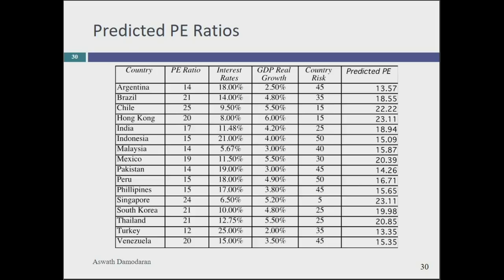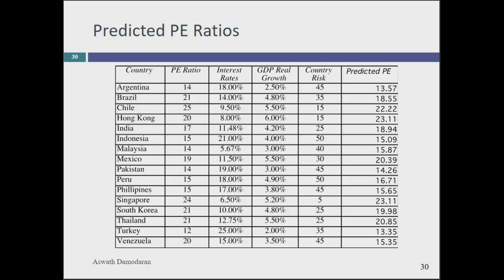Okay, help me out now. I've got an actual P-E ratio of 12, and controlling for the low growth, high interest rates, and whatever country risk measure, I'm coming up with a predicted P-E of 13.35. First, is this regression telling me Turkey is undervalued or overvalued? It's undervalued. By how much? You take the percentage difference between 12 and 13.35, which is about 10%. If I believe this regression, Turkey is undervalued by 10%.